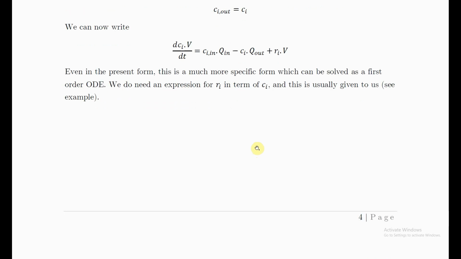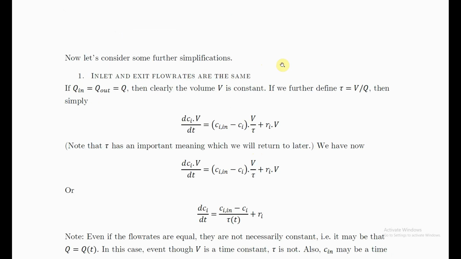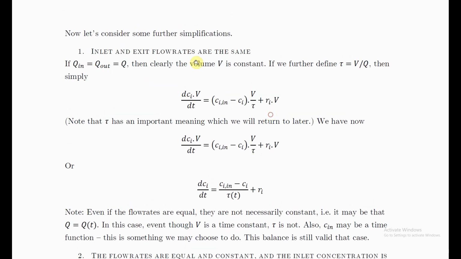Right, so we can work with the balance like this. However, it is possible to further simplify this, well, not exactly simplify. We can think of specific scenarios, a context when some of those terms further simplify. So, for example, up to now we've just said Q in and Q out are the flow rates, and we didn't say what their relationship was.